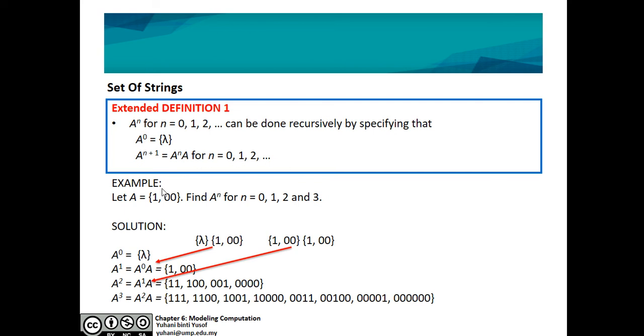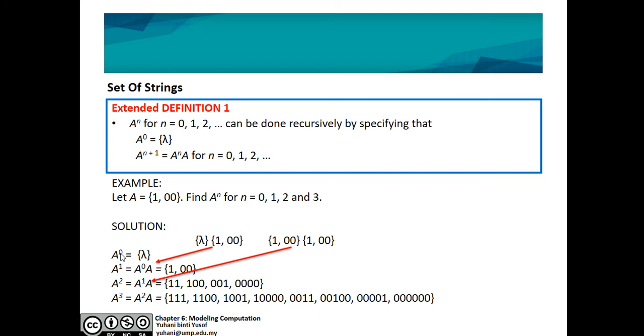So we go for the example. Let A equal to the set {1, 00}. It asks you to find A to the power n for n equal to 0, 1, 2 and 3 only. So you need to find n equal to 0, when n is 1, when n is 2, and when n is 3. I just show you until A2. I hope you try for the A3. Do you get the same answer here?